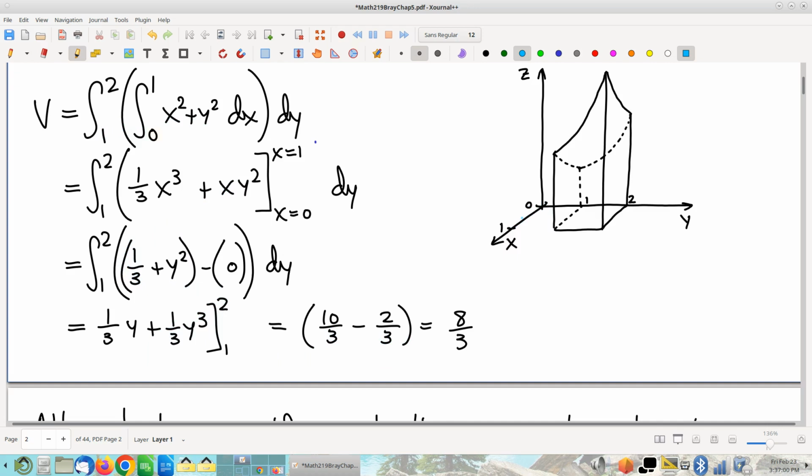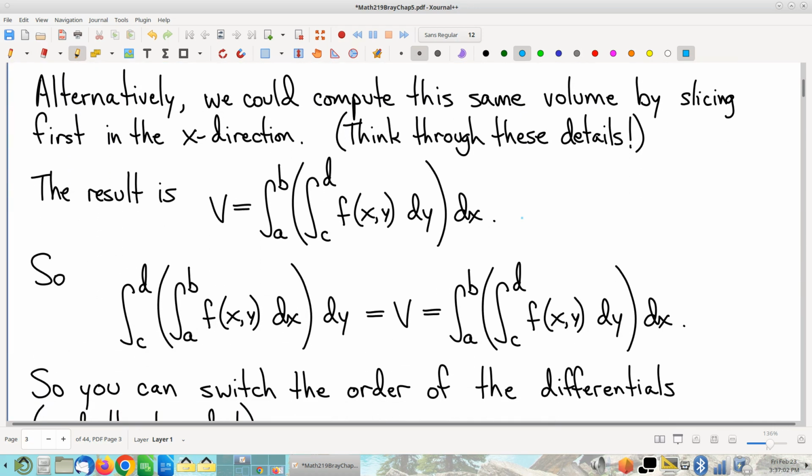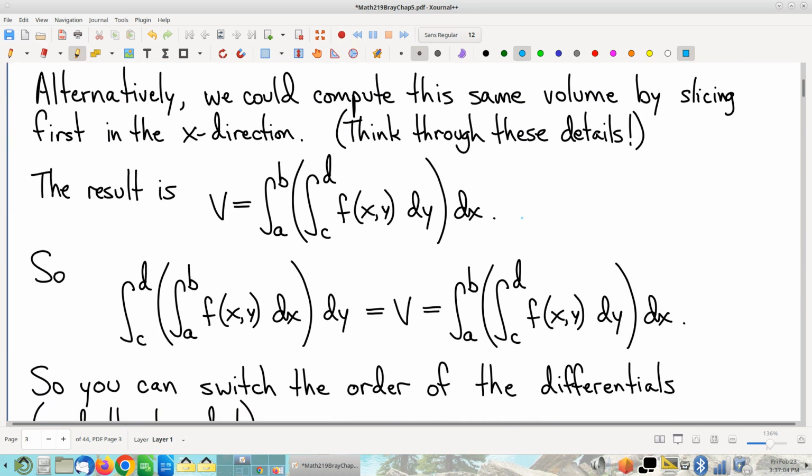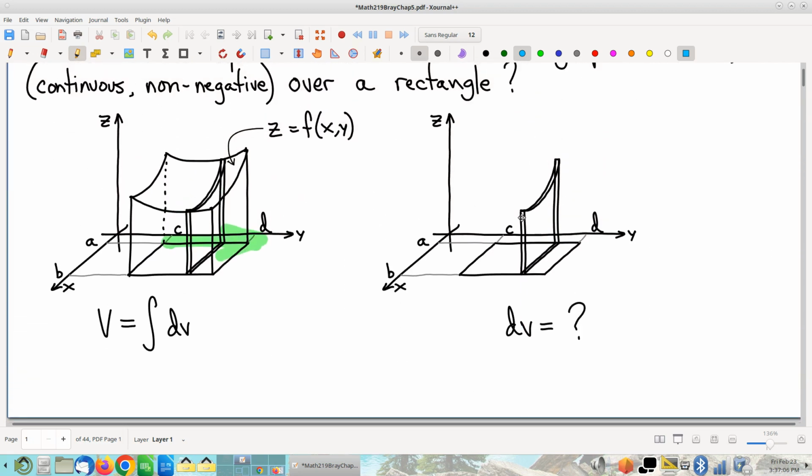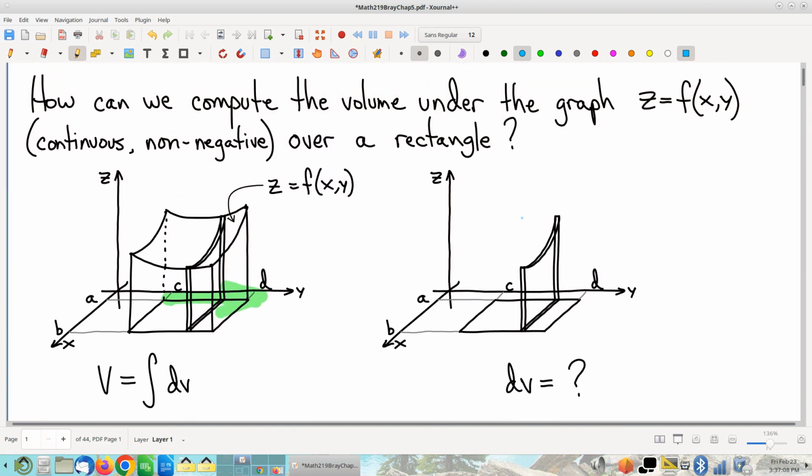Okay. Now, somebody asked, can you slice in the other direction? And yes, absolutely. In fact, let's go back to our original picture. Originally, our first cut at this was to slice perpendicular to the y-axis. That gives us what I like to call y slices that look like that.